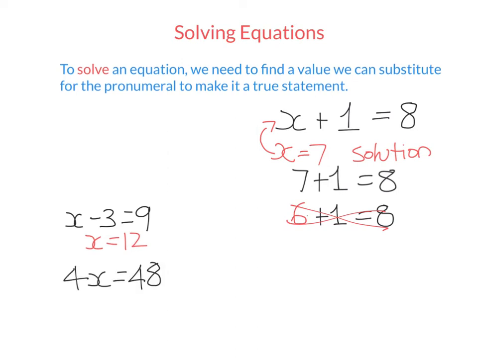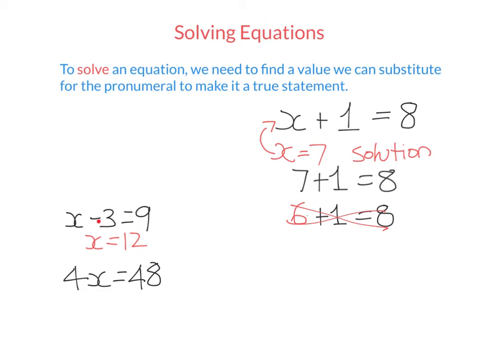So let's say I have the equation 4x equals 48. Now, no, x doesn't equal 8 here. Remember, this is saying 4 times x equals 48. So what number do you times by 4 to get 48? The answer, if you don't know, you can undo timesing by 4 by dividing by 4.